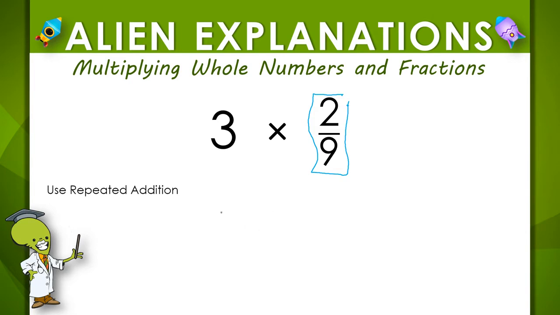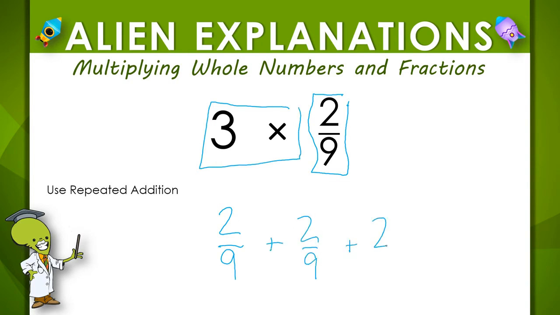So we have our fraction 2/9, and because we're multiplying by 3, that means that we are going to add 2/9 3 times. Now that I have a repeated addition problem, all we have to do now is add the numerators, 2, 4, 6. So 6/9.